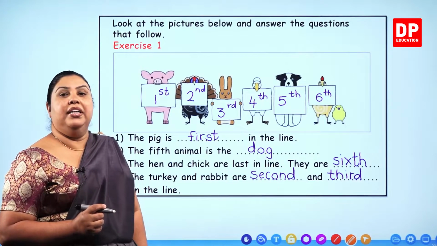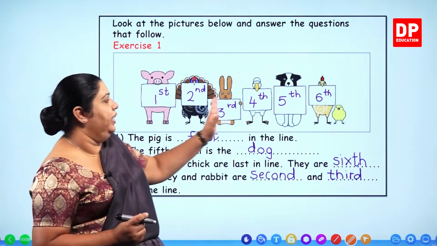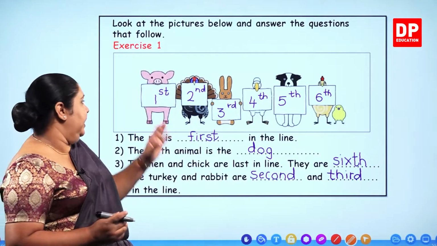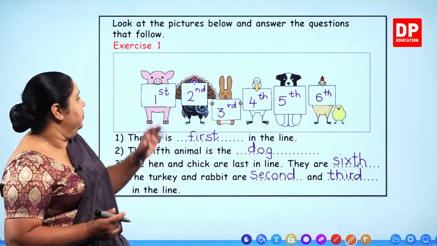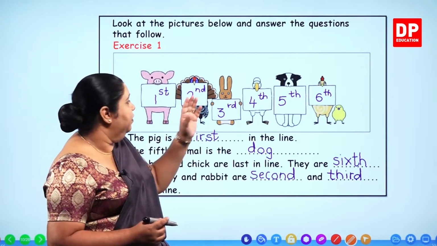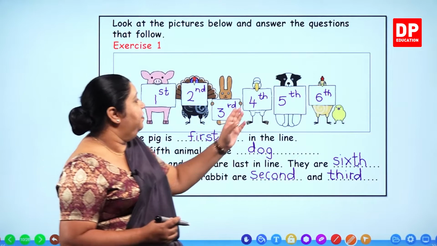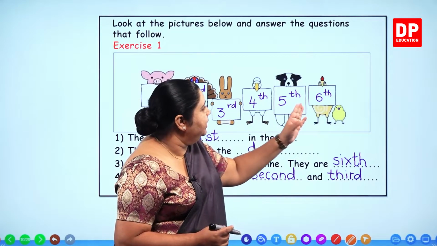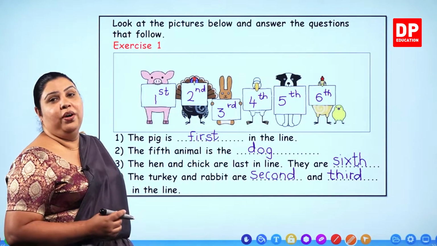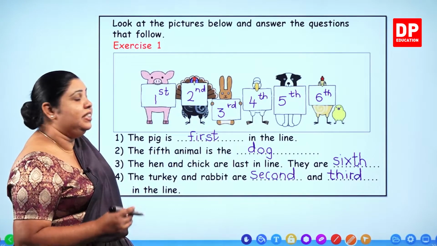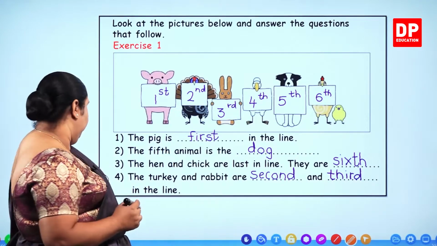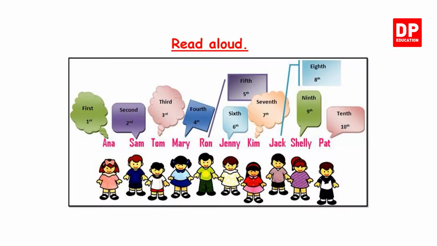So now did you understand? Now these are the ordinal numbers. They tell us the position where they are standing. First is the pig. Second is the turkey. Third is the rabbit. Fourth is the goose. Fifth is the dog. Sixth is the hen. Right? So now we saw all of them. They are in their positions and now you know how to write the ordinal numbers. Now let's go to our next slide.